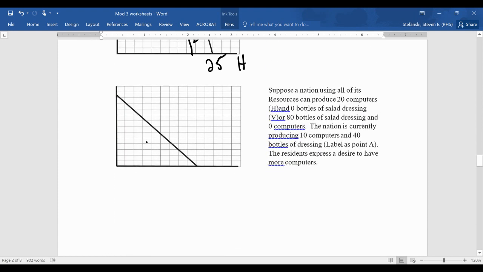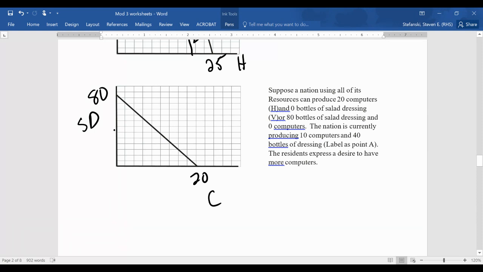The next one says, suppose the nation is using all the resources it can to produce 20 computers on the horizontal. So we'll put 20 computers here and 80 bottles of salad dressing. 80 bottles of salad dressing. Okay. And it says zero. All right. So it's at 80 bottles. The nation is currently producing 10 computers. So 2, 4, 6, 8, 10. And 40. So we're like right in the middle.